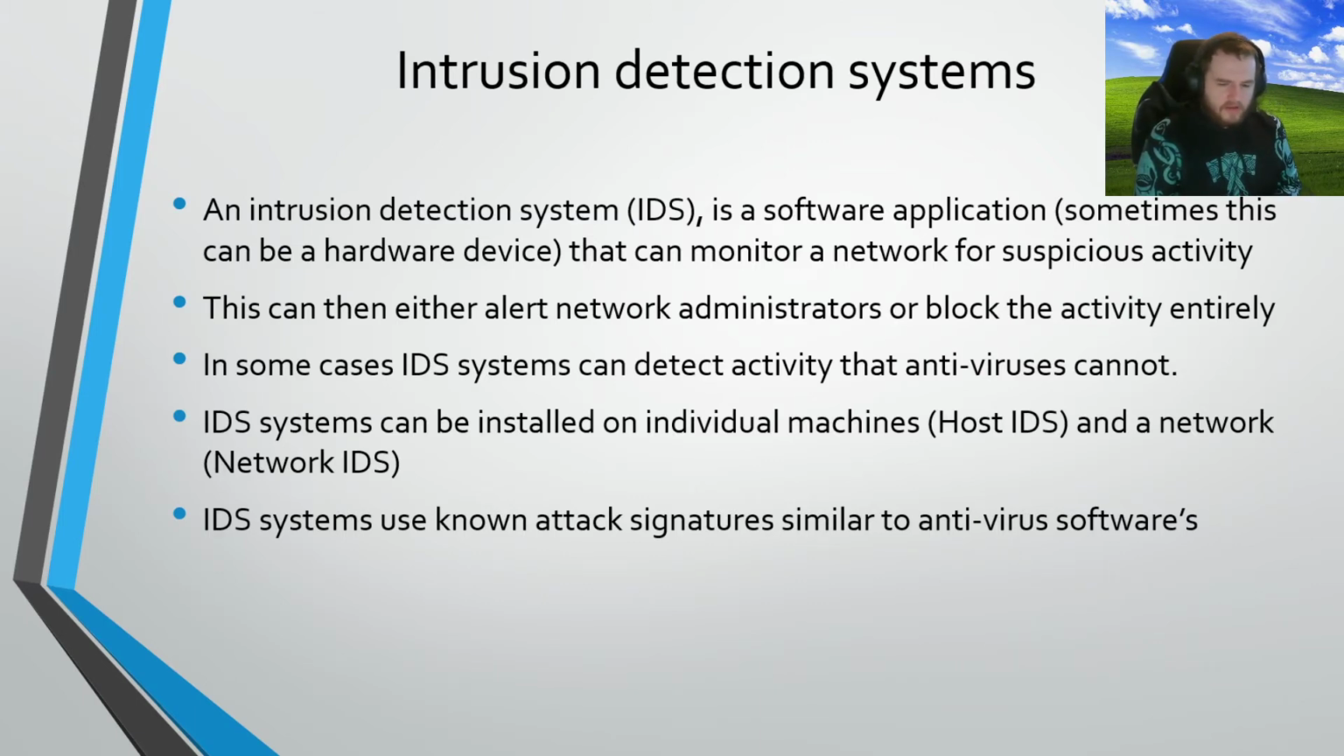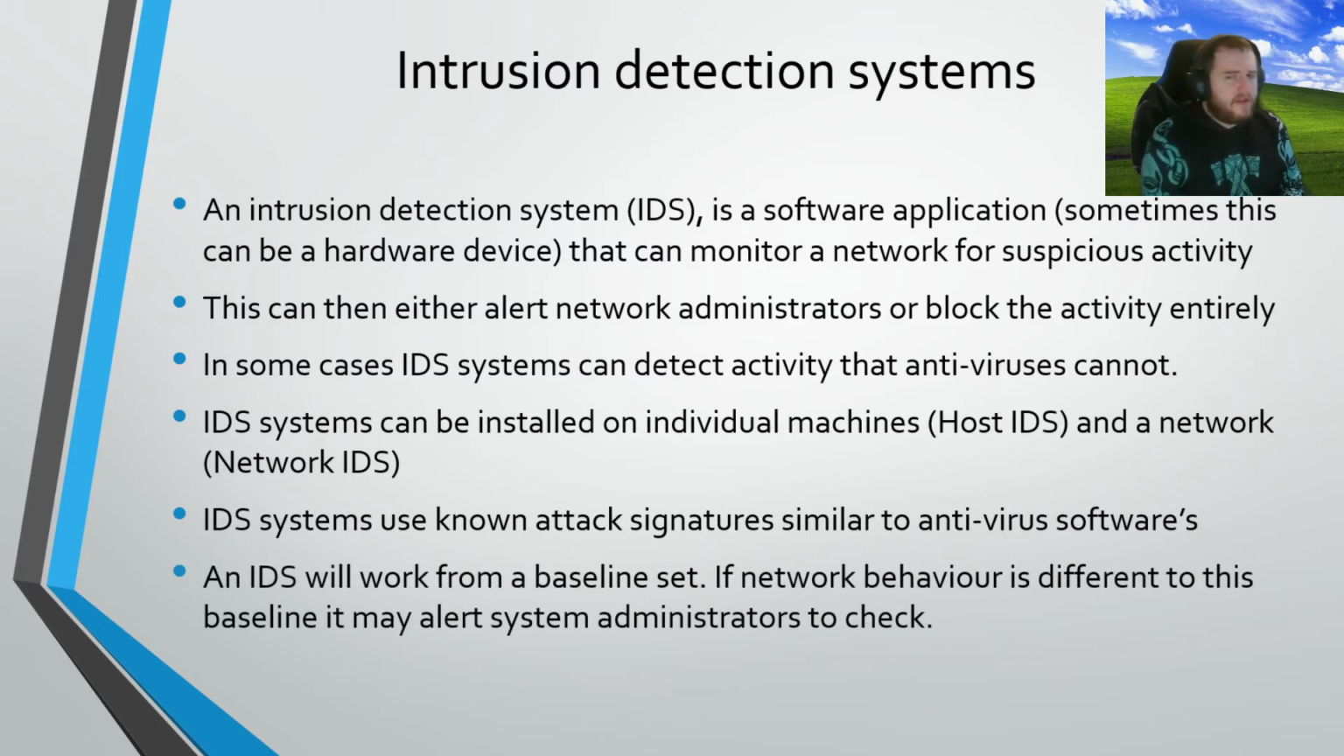So obviously, IDS systems will use similar things to antivirus as well. It'll use attack signatures. So if it does pick up a signature like an antivirus would, like a virus code signature, it'll stop it. Unlike an antivirus, which has to be run in order to find it, and it's usually after it's infected the machine, this will run all the time and pick it up straight away. So technically, it is better than an antivirus.